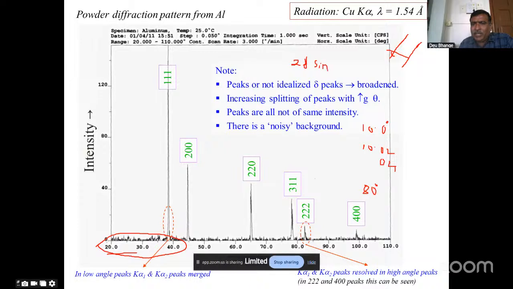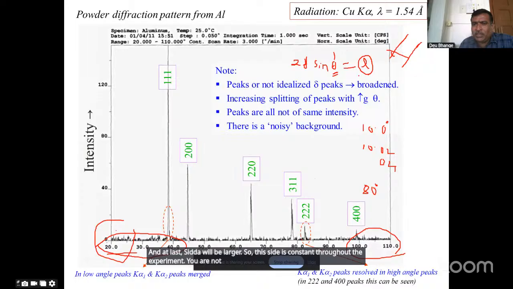limited, means d has only a few values. D has only a few values and wavelength is constant. N is always 1. We are changing theta, continuously changing. Initially theta will be smaller and at last theta will be larger. So this side is constant throughout the experiment.